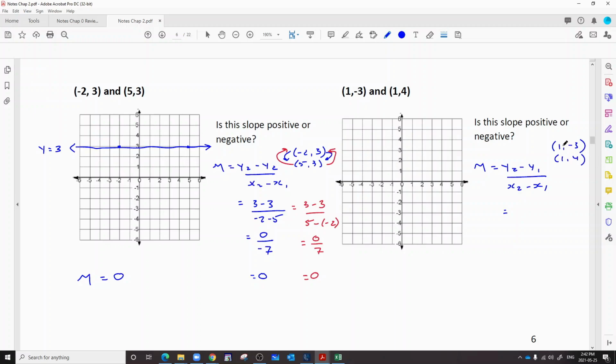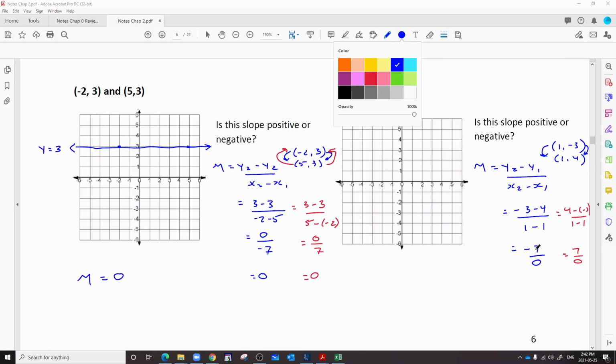You'll notice this time the x values are shared. So if we first of all go this way, we've got -3 minus 4 for the y values, and 1 minus 1 for the x values. So this is going to leave us with -7 over 0. Or if we went the other way, again, it does not matter, you would have 4 take away -3 over 1 minus 1, which would end up with +7 over 0. But this time we're looking at having a rise over a run of 0. Anytime you're dividing by 0, it is called undefined.